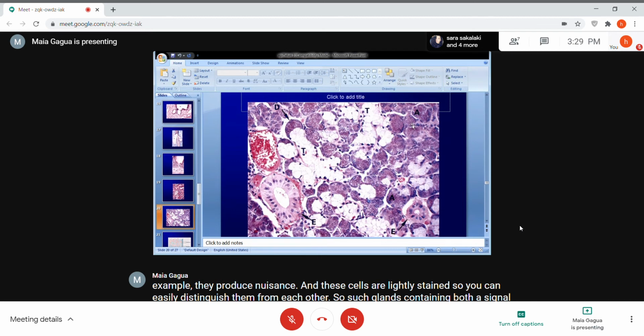acinar secretory units produce proteins, enzymes, and tubular secretory units produce mucus. Is it clear for you?